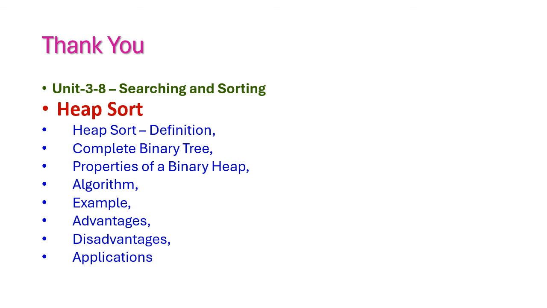We have seen heap sort in today's class. Here we learned the definition of heap sort and what a complete binary tree is. We have seen the three important properties of heap sort and the algorithm, and we have solved two examples, and then we saw the advantages, disadvantages and applications of heap sort. In the next class, we will see another important topic from the third unit. Thank you.